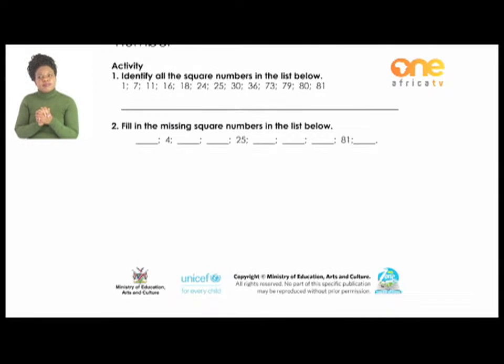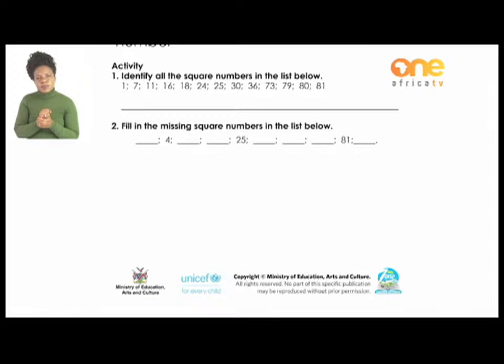So you are required to identify, or just write down, all the square numbers from that list. The second question is to fill in the missing square numbers in the list below. There is a list there: there is a space, and there's 4, there's a space, there's 25, 3 spaces, and then there's 81 in the last space. You must write.